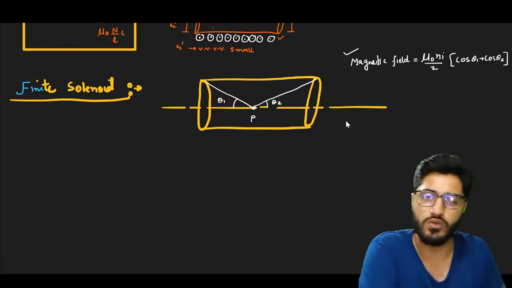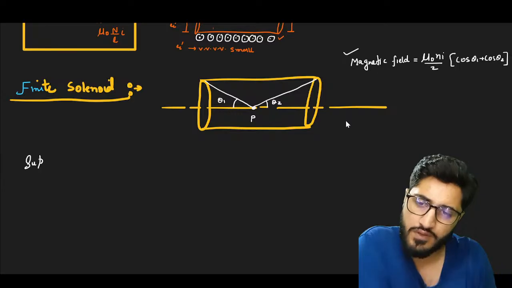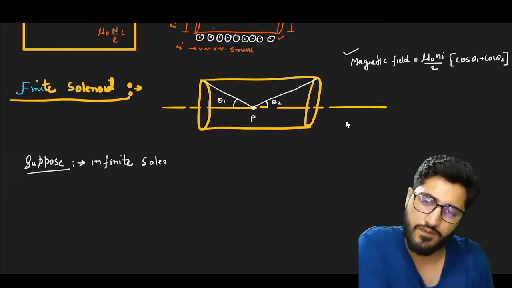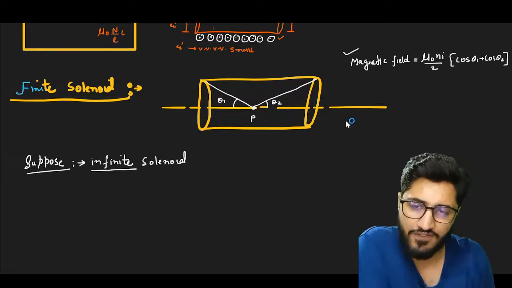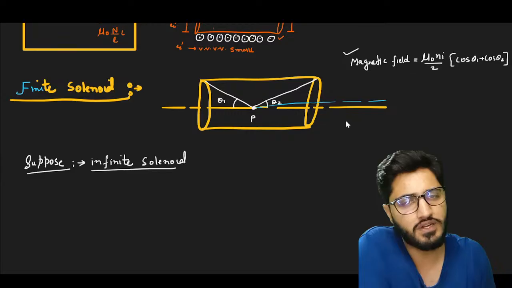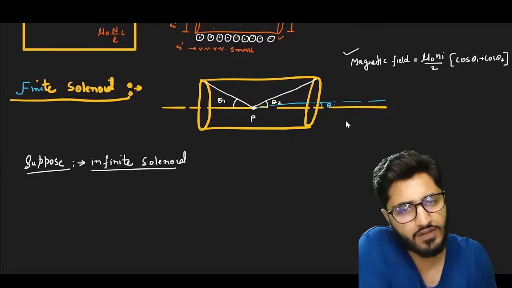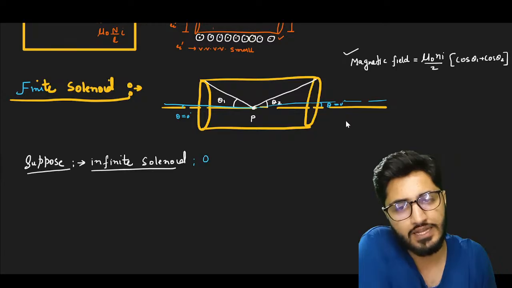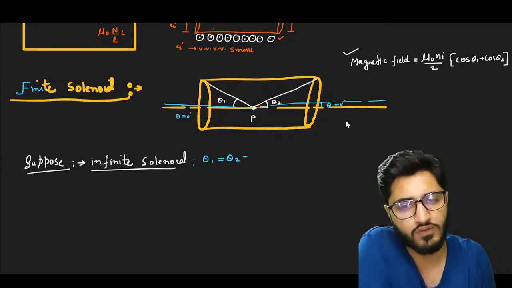Now suppose we are dealing with an infinite solenoid. Infinite solenoid means I need to extend these things. Now look, infinite means somewhere here, no? So this angle is approximately equal to 0, and this one is 0. You can write theta 1 equals theta 2, both equal to 0 degree.